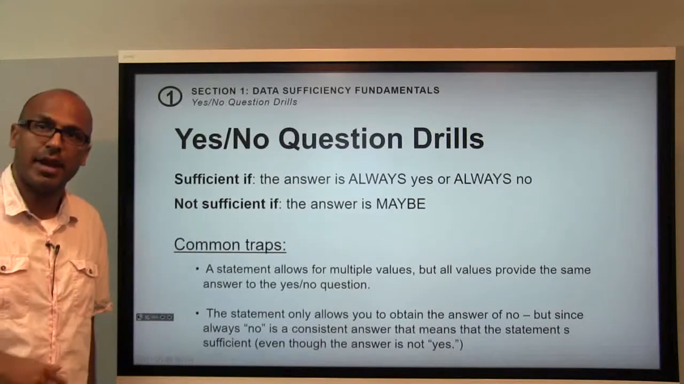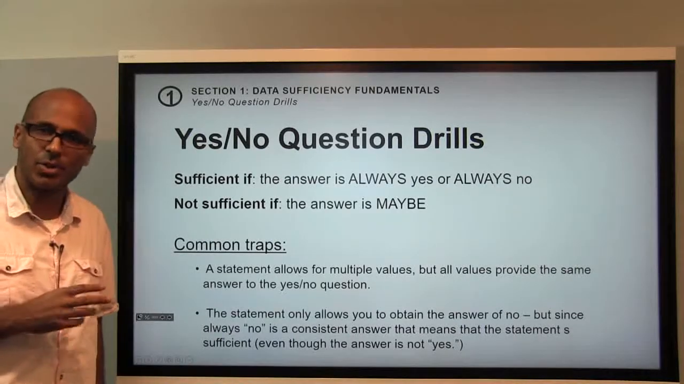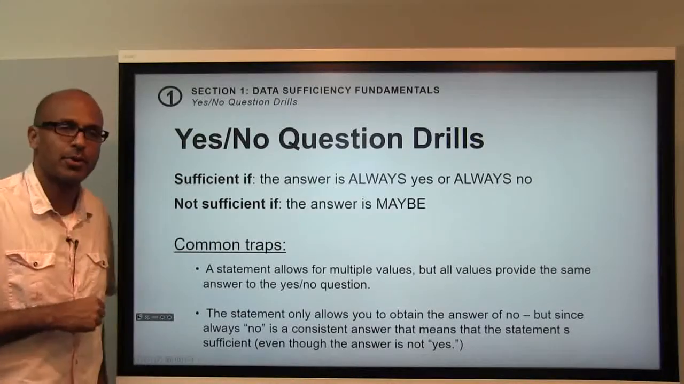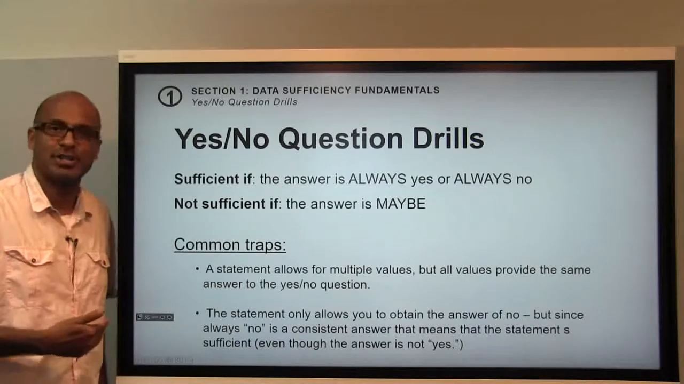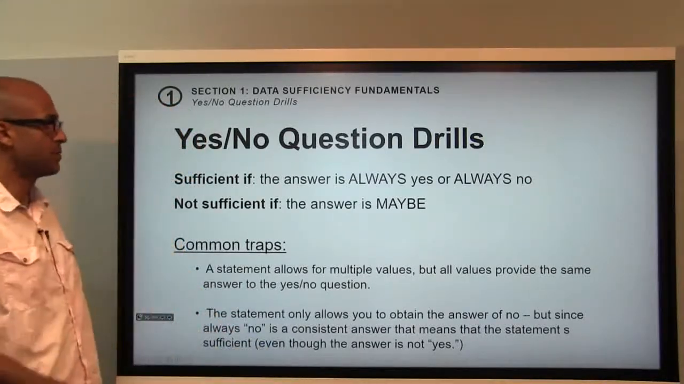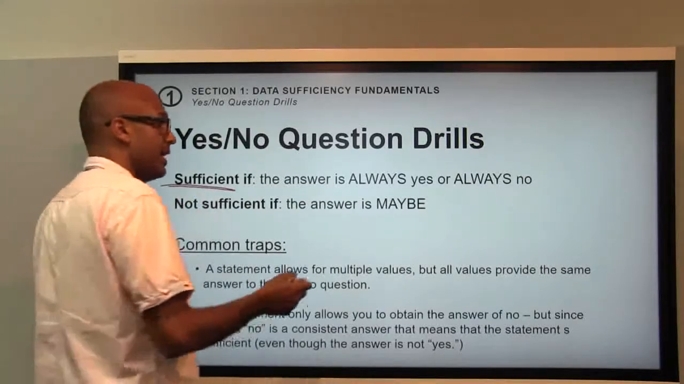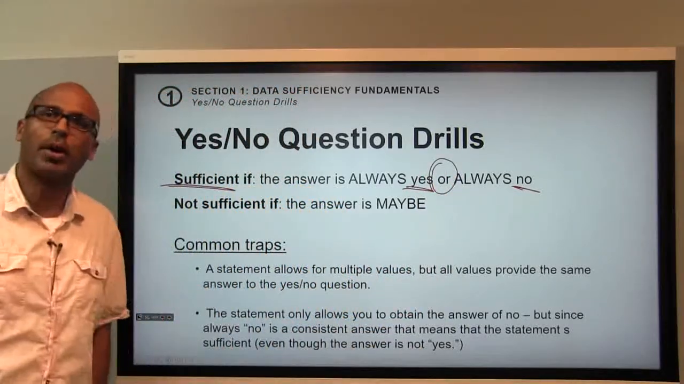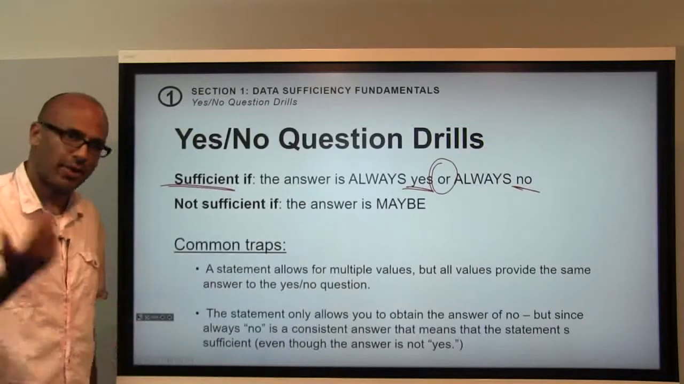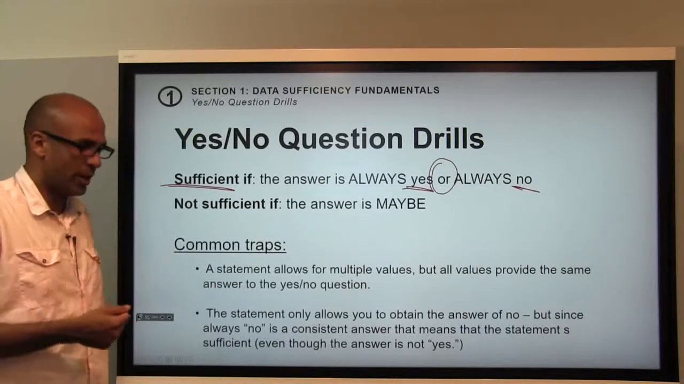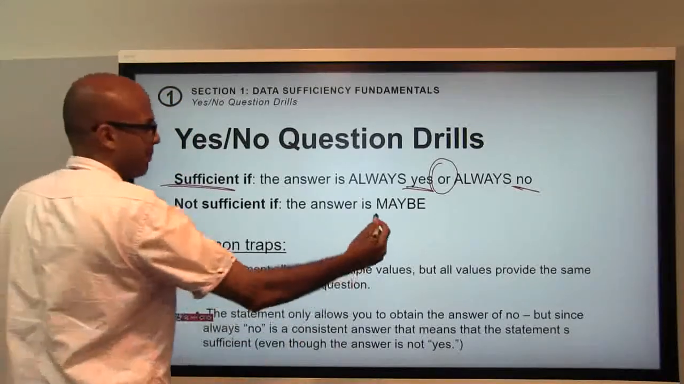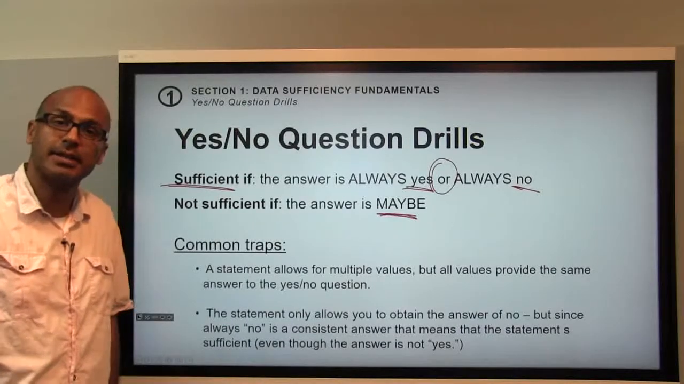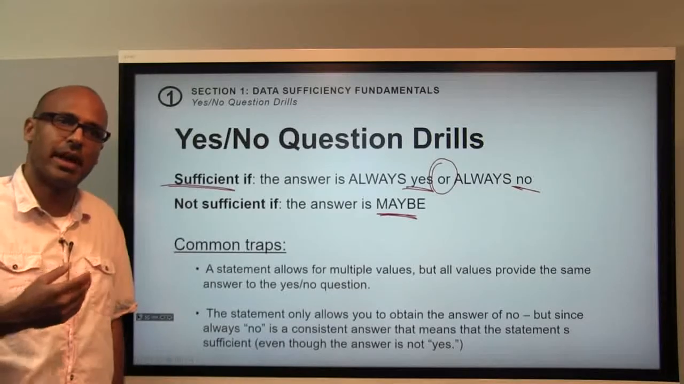As a reminder, there are only 2 types of data sufficiency questions you will ever face. There's not 3, there's not 1, there are 2. The first is the yes-no question. Remember, a yes-no question is phrased in a way that elicits a yes or a no response. Therefore, what constitutes sufficiency here is a yes or a no response. Keyword being, I think, or. Yes or no? What constitutes insufficiency? The shrugging of the shoulders and maybe. Maybe it's yes, maybe it's no. That's not sufficient, obviously.